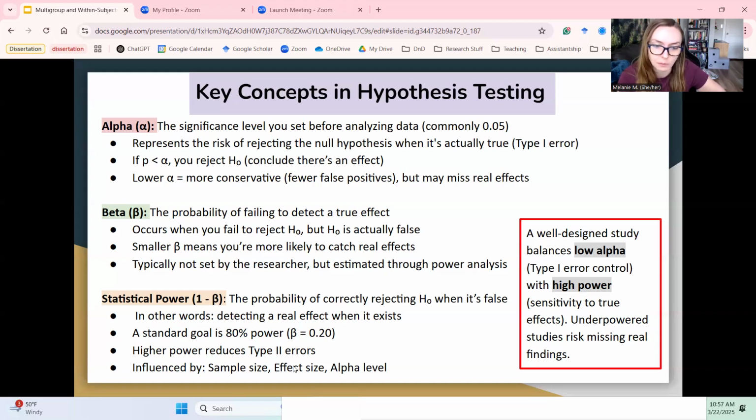So sample size is very important, effect size is very important, alpha level is very important. And our big takeaway here is that a well-designed study is going to balance a low alpha, so we're controlling for type 1, with a high power, so we are trying to control for type 2. Underpowered studies risk missing real findings, so participant size matters. Usually, for most statistics where we're comparing between groups, the very, very minimum is 30 people or 30 data points per control group that you're looking at, but it depends. And the more people, the more data you have, the more confident you can be in your conclusions.